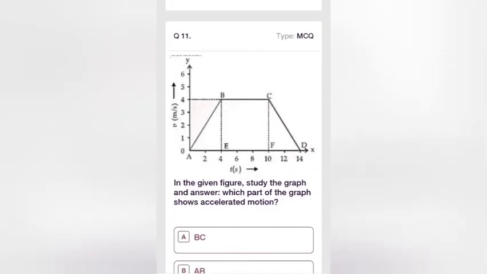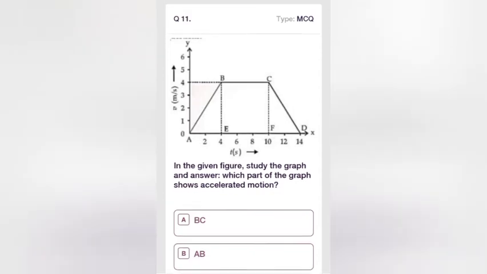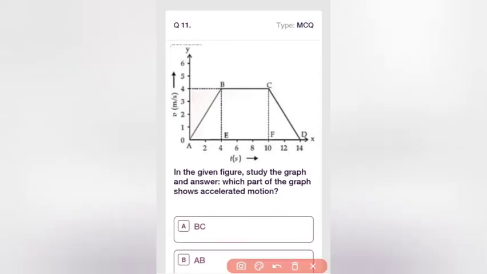In the given figure, study the graph and answer which part of the graph shows accelerated motion. See, in this case, the AB portion is said to be acceleration, whereas this is no acceleration and this is retardation. So acceleration, it is AB. Option B is the correct answer.